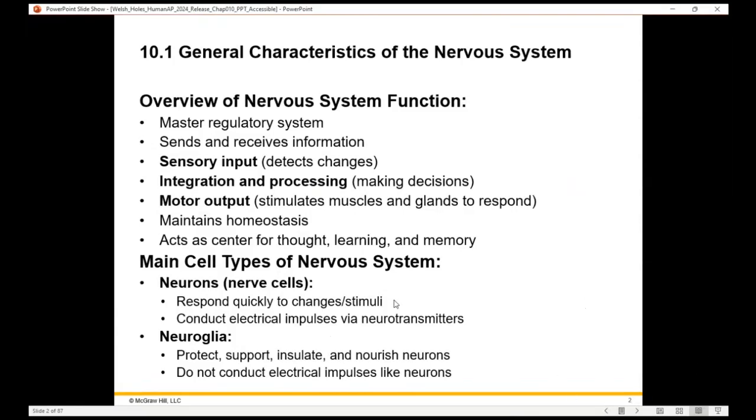The main cell types of the nervous system include the neurons, or the nerve cells, which respond quickly to changes and stimuli. They conduct electrical impulses via neurotransmitters. And then the neuroglia, which protect, support, insulate, and nourish neurons. They do not conduct electrical impulses like the neurons do.